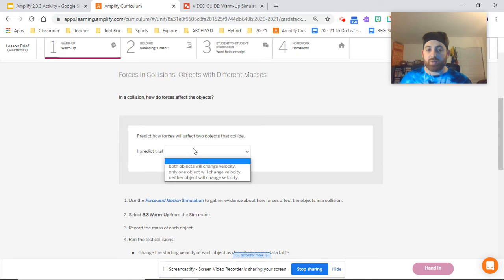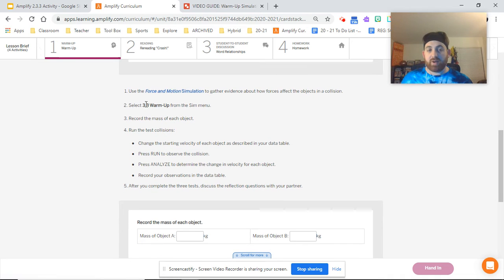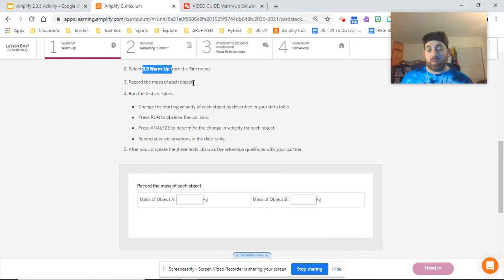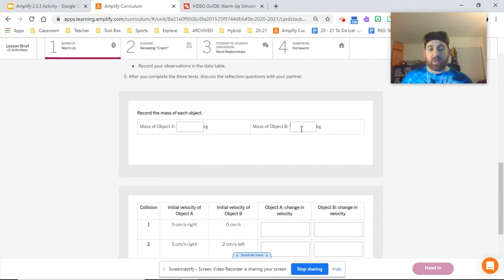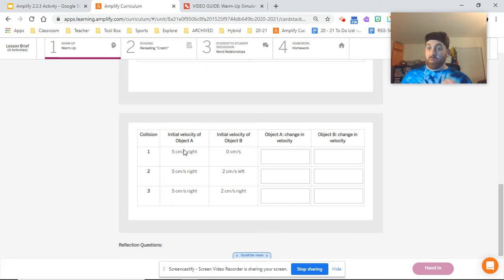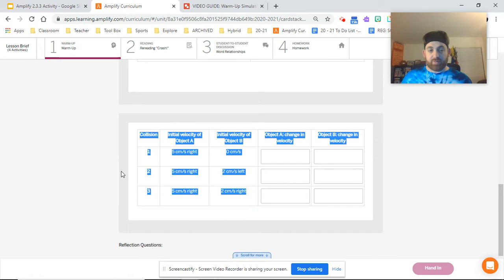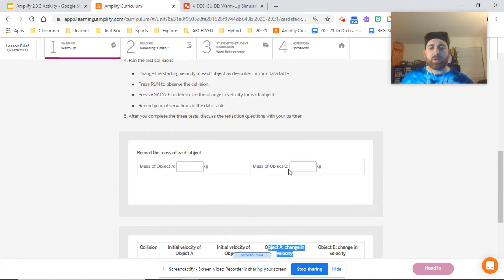You're going to be completing this prediction question to start. You're going to be diving into our force simulator and finding the 3.3 warm-up activity in the menu. I'll show you that here in a second. You're going to record the mass of each of the objects that are going to be colliding within our simulator down here, object A and object B, and then you're going to run our different tests for our collisions. Similar to what we did before, you'll look to our data table here to figure out how my collisions should look. You'll set up your velocities for object A and object B, and then in here, you're going to be recording a change in velocity. So let's go ahead and take a look at what that means.